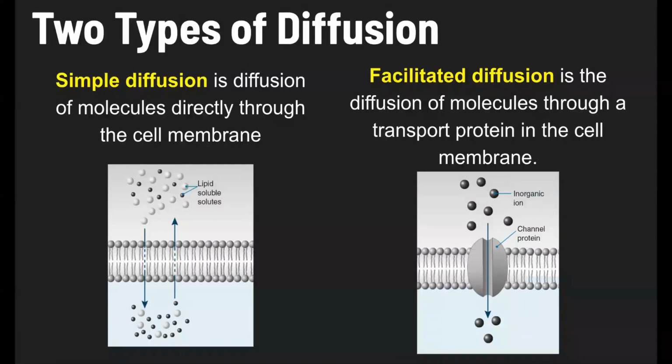The similarity is they both move from high to low concentrations. If there isn't a transport protein, then it's simple diffusion. If there is a transport protein, then it's facilitated diffusion.